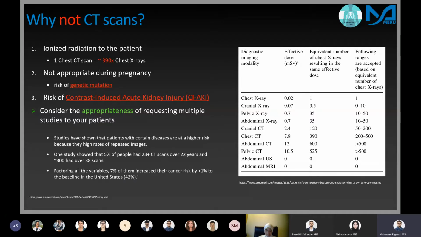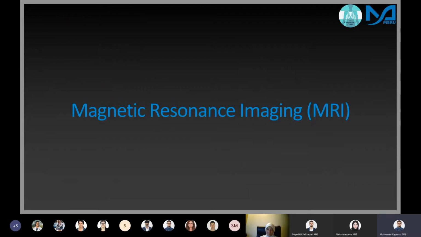This is also an interesting study that I will simply summarize, saying that about 5% of people have had over 23 CT scans in their lives over a period of 22 years, and 7% of them showed a 1% increase in their cancer risk. I know it's a lot of percentages, but long story short, there is an increase in cancer risk. This was done in the States, so it was more specific towards the States. All right, so that's all for CT.